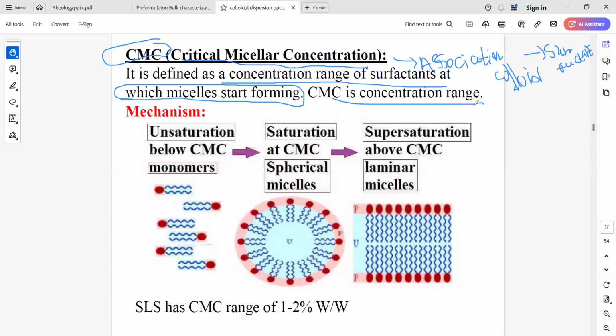And an important thing: what is Kraft point? Okay, it is also related to CMC. Type your answer in chat box. What is Kraft point? What is Kraft point? Type your answer in chat box fast. Type your answer in chat box.